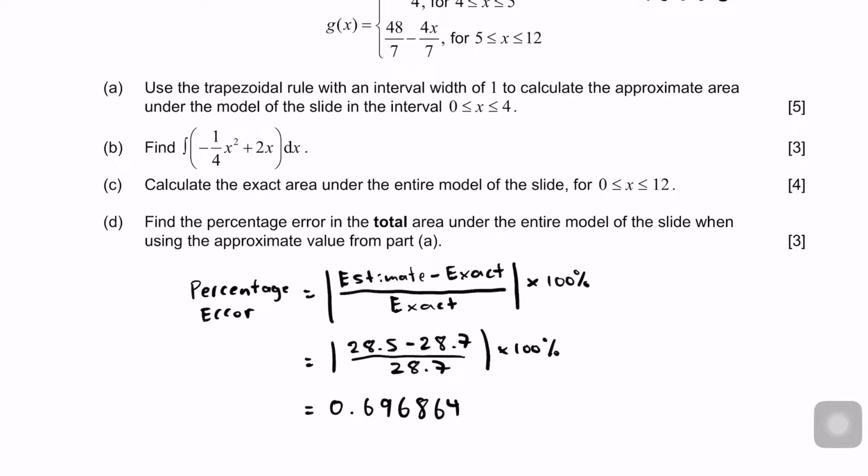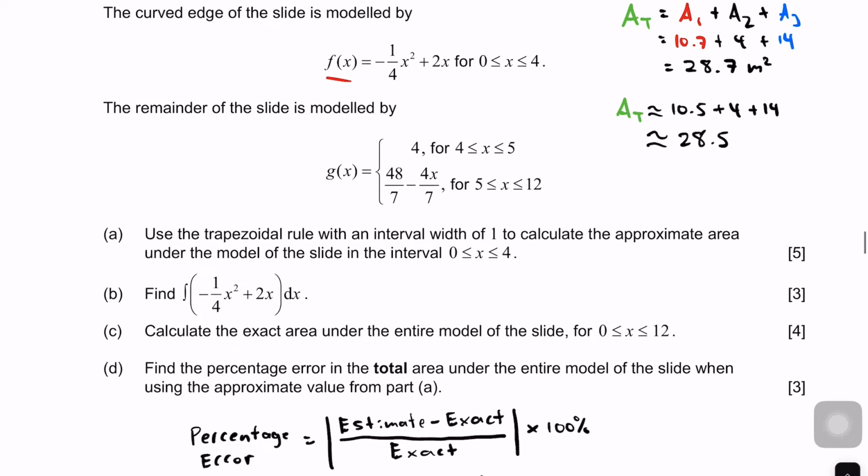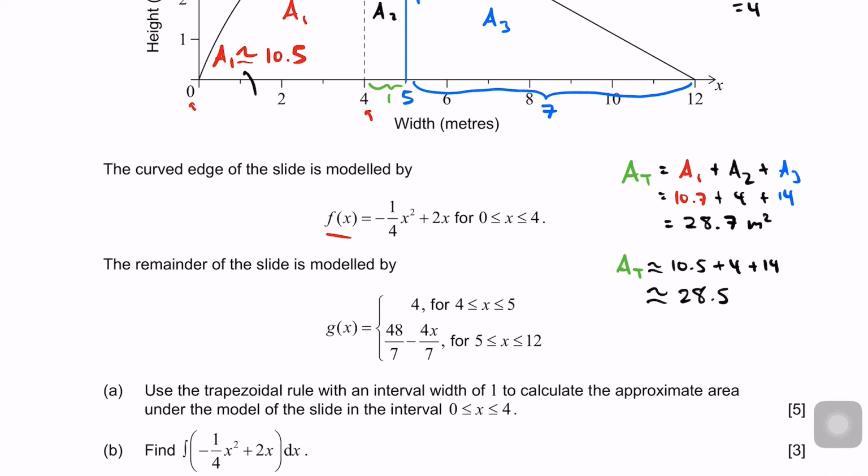So to 3 sig figs, this would be 0.697%. So really small, actually, a really small percentage. All right, great. Not a bad question as well. Okay, that's 3 marks for percentage error. It's kind of involved because we needed to first approximate here.